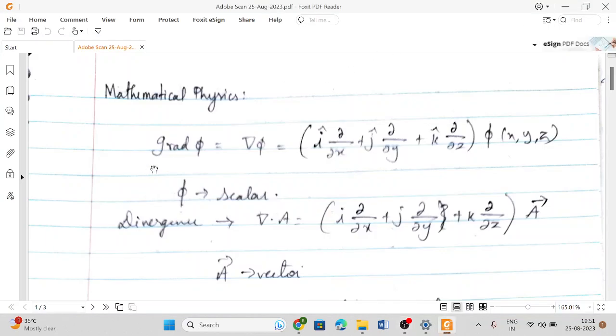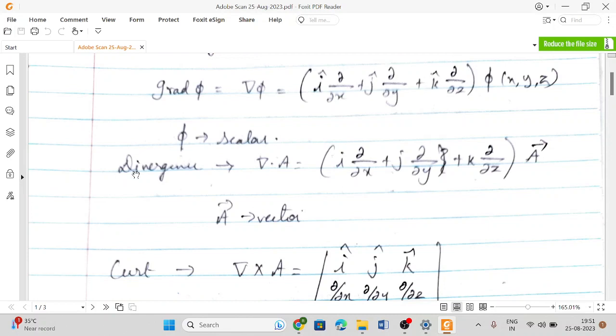Hi everyone, and today we'll be discussing some vector operations on a scalar quantity or on a vector, right? So phi is a scalar, A is a vector, right? So first we will be discussing gradient. If you operate that on any scalar function, we'll be getting a vector, right? So obviously it's a vector operation. Once you operate grad on a scalar, you will be getting a vector, right?